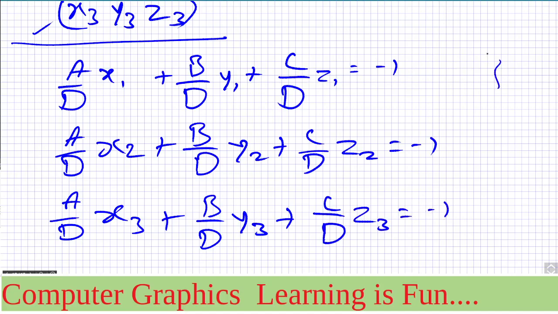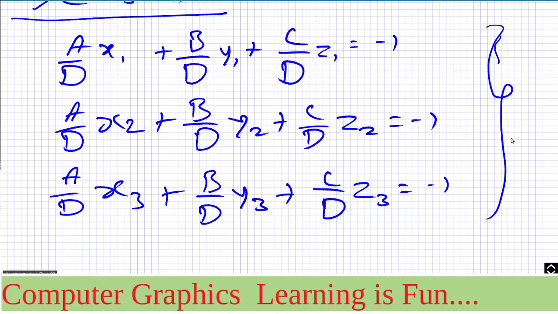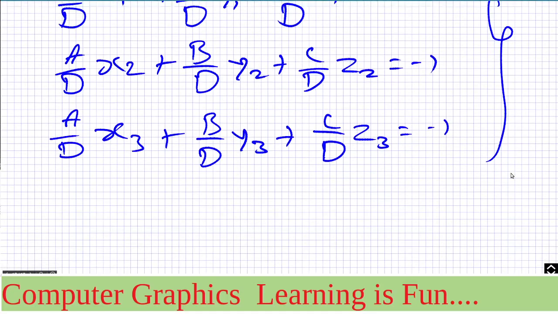Having these equations, now you can find the solution of this equation easily, where you will find the value of a, b, c and d. For this purpose, you can use the Cramer's rule.